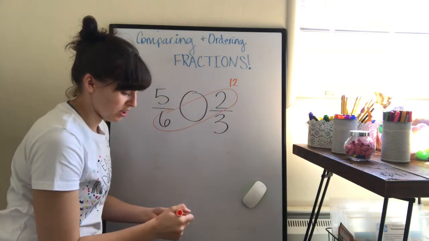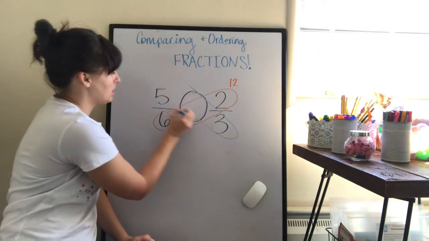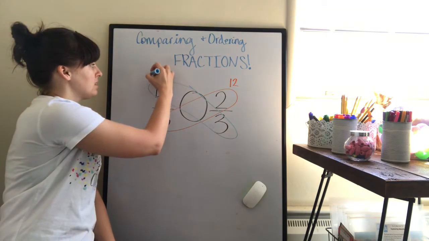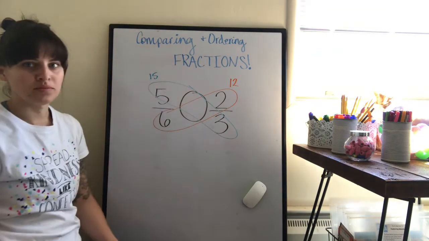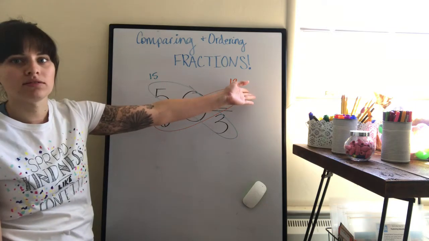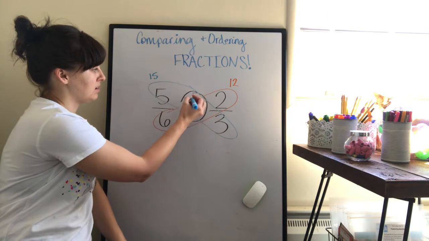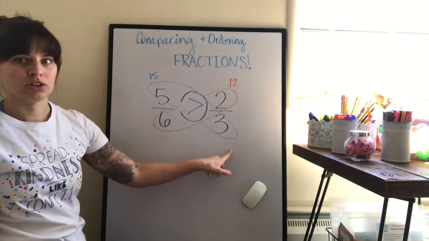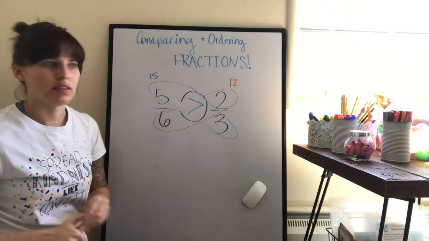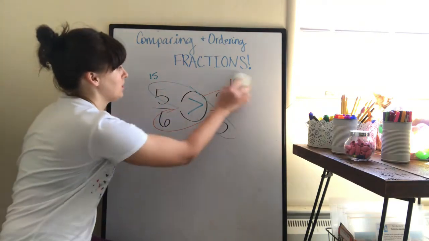Now let's do the other side. I'm going to use a different color so you can see this better. Let's cross multiply these. 3 times 5. 3 times 5 is 15. Okay? Well, what's bigger, 15 or 12? 15. So in this case, 5/6 is bigger than 2/3. And I want to explain why that works. Why does cross multiplying work?